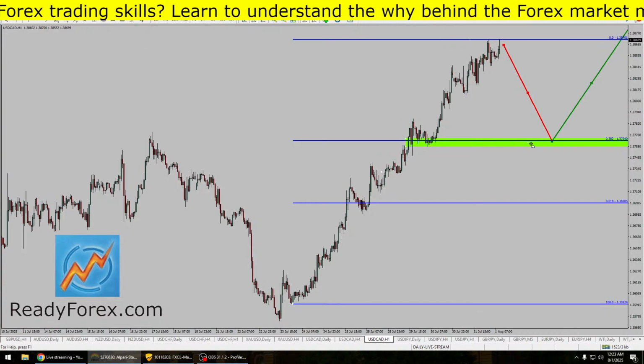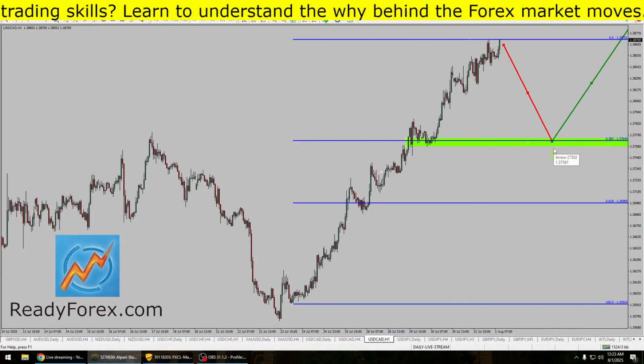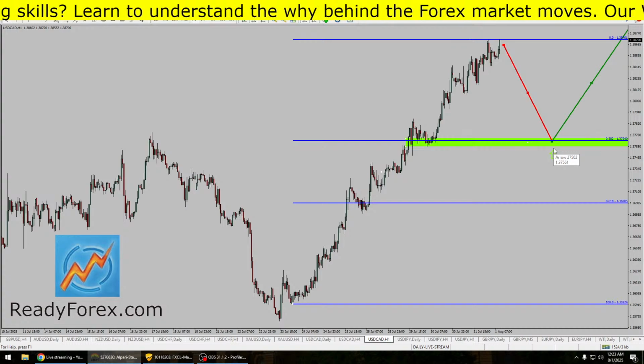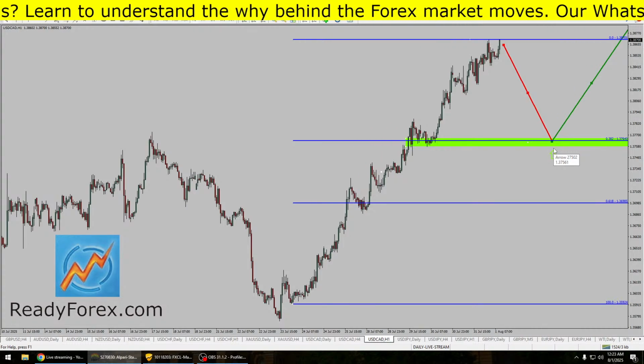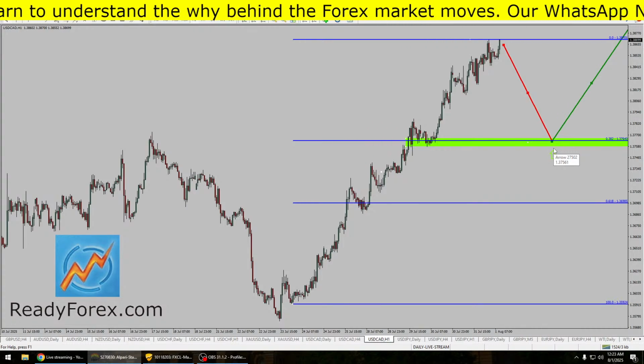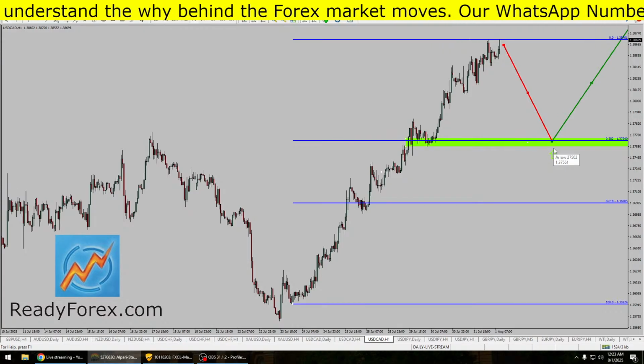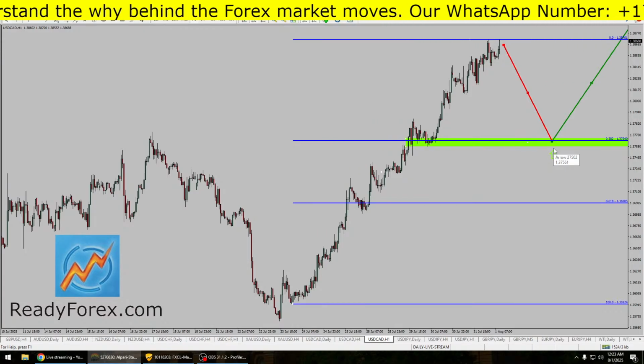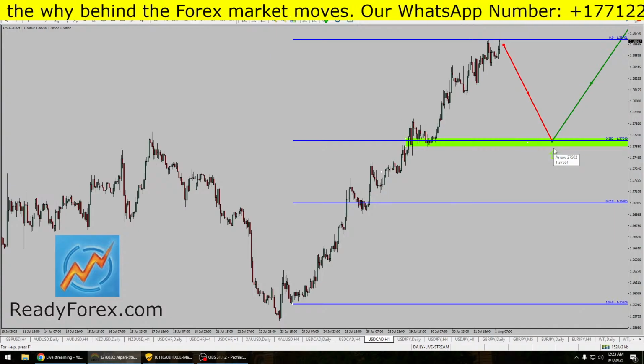What I would do if I were you is to wait for price action to drop around the area and then look for a potential bullish pattern to appear at the 0.382 Fibonacci retracement level.